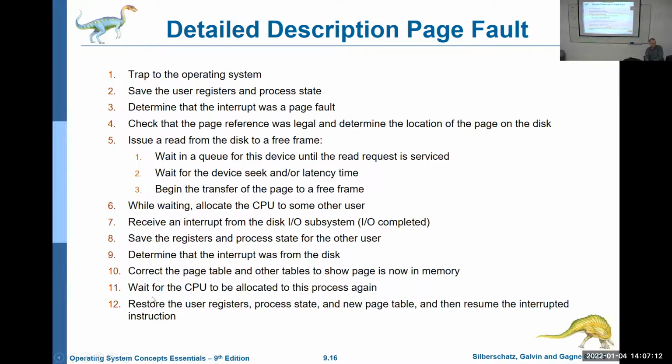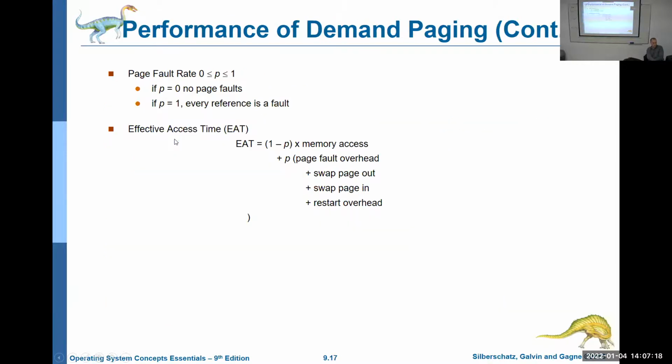But also, what if there isn't a free frame? Then I've got to do 2 more steps: swap the page out and swap the page in. There's nothing free, so I've got to take a page out of memory and bring a page into memory. That's swap page, and that's very time consuming. In other words, the swapping in I'll always do. If it's a page fault, I'll have to swap in. But I may also have to swap out.